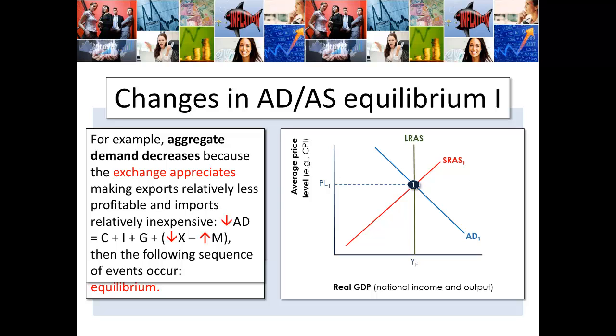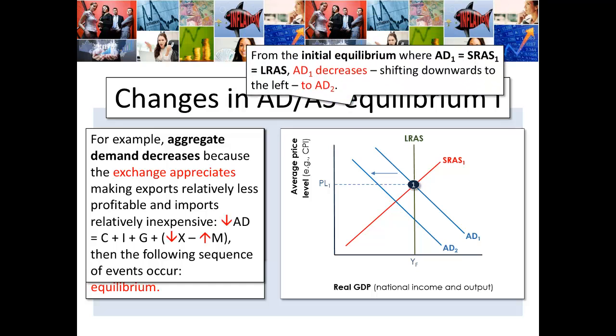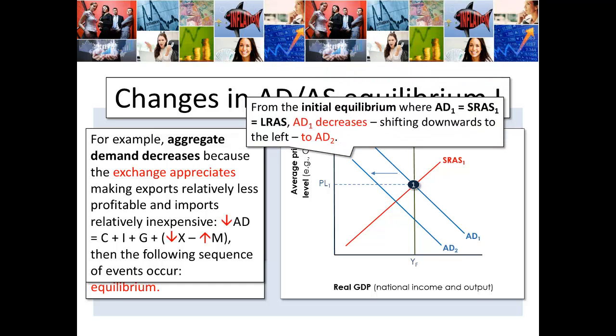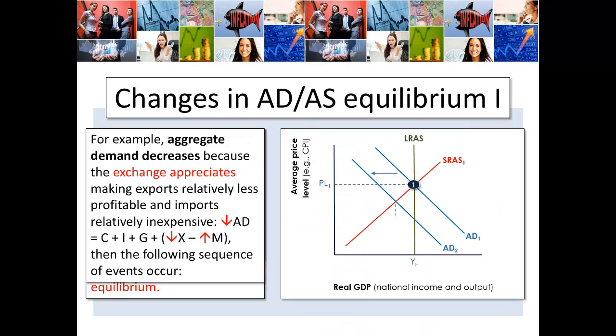When this occurs, we get a shift in the aggregate demand curve. The following sequence of events will occur. And we know there will be a decrease in aggregate demand. So AD shifts from AD1 to AD2. From the initial equilibrium where AD1 equals short run aggregate supply 1, which equals long run aggregate supply, our aggregate demand decreases. It shifts downward to the left to aggregate demand 2.